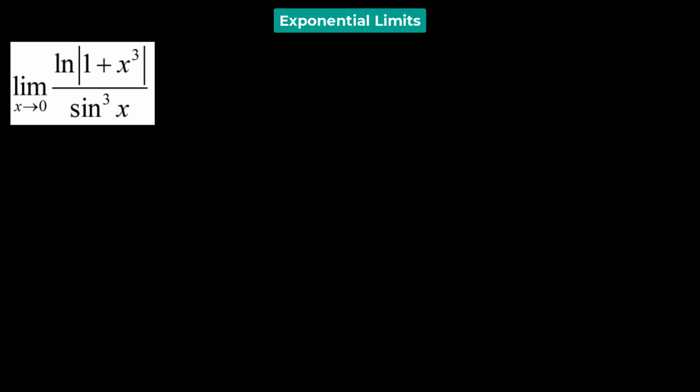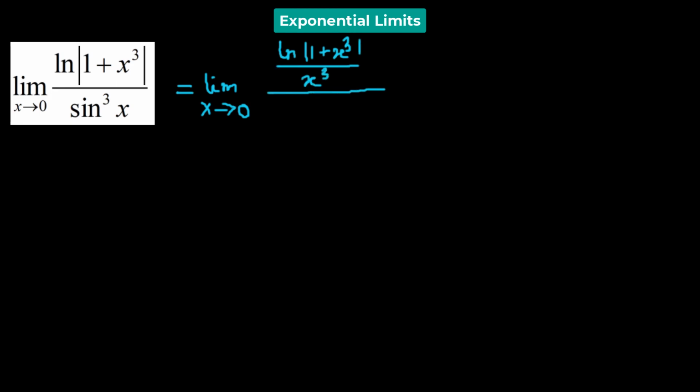So here we have the function, the natural log of 1 plus x cubed all divided by sine cubed x. So we need to find its limiting value when x approaches 1. So what we are going to do here is we're going to divide both numerator and the denominator by x cubed. So we have natural log of 1 plus x cubed. So we're going to divide it by x cubed.